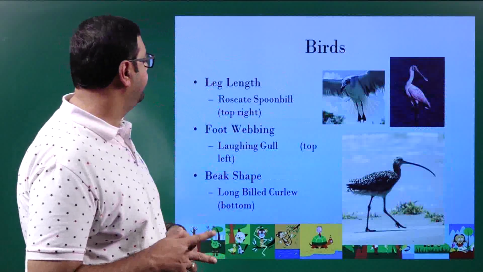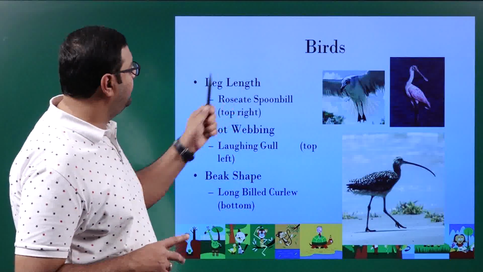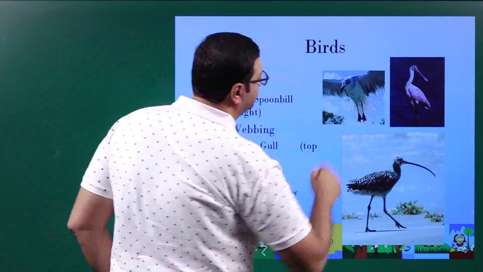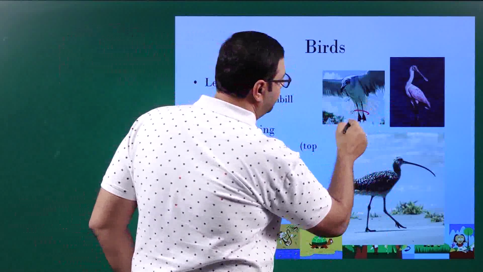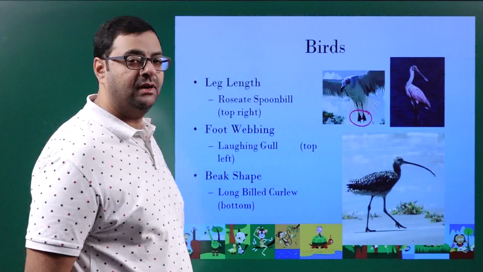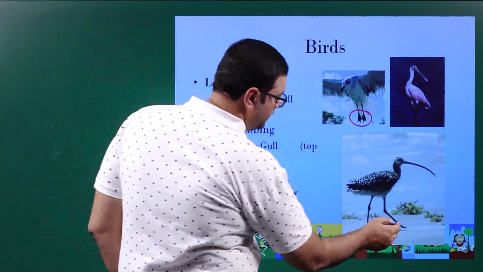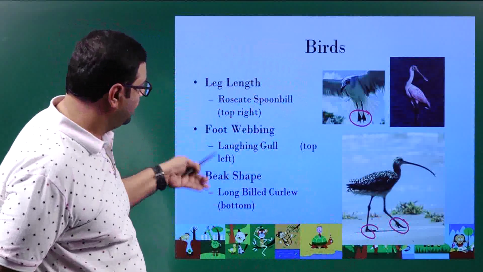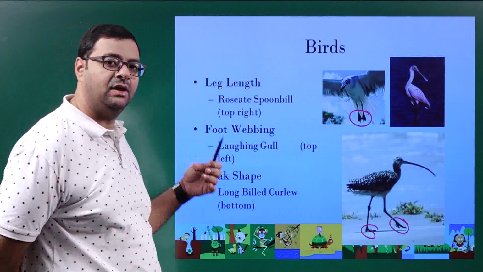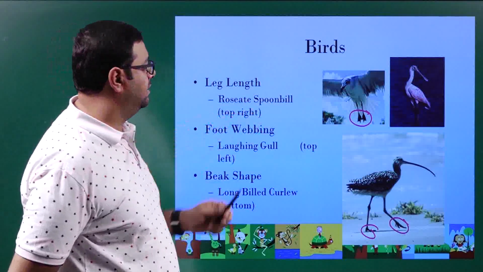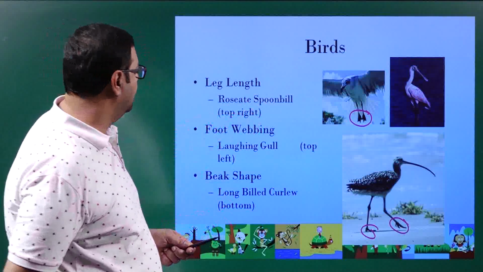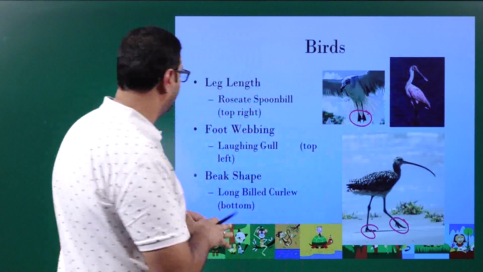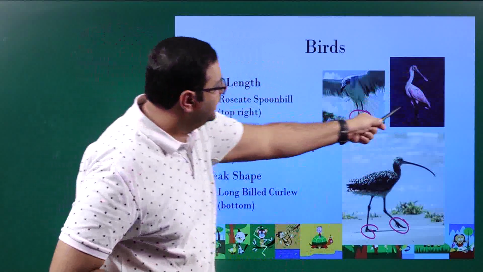Now birds. These adaptations are basically for the leg length. You can see here they have webbed feet. That means they can swim in the water also. I'll just read it out. Rosette spoonbill, top right, that one. The length of the leg is very big.